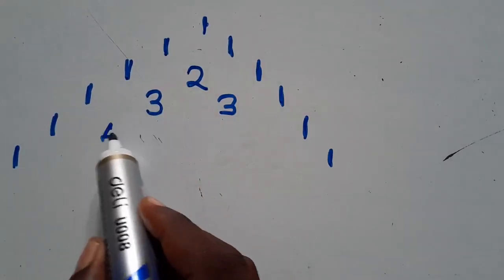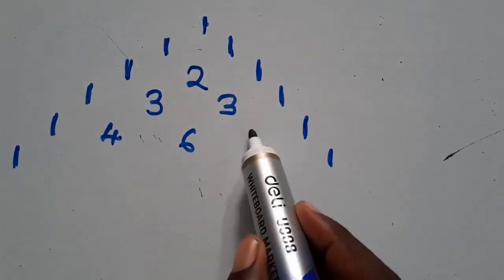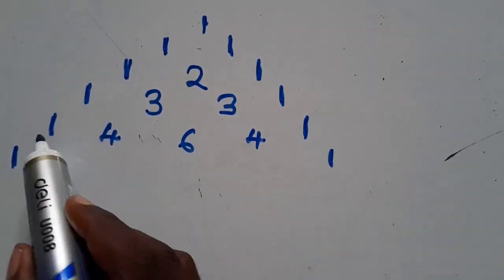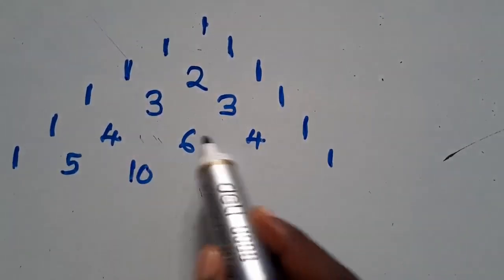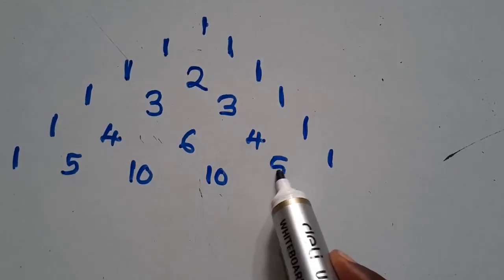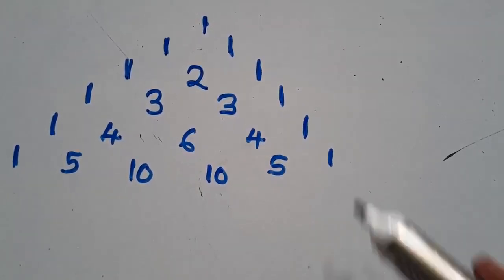I move here. So I'm here. This plus this, that is a 4. This is a 6. This is a 4, like this. I move on the last one. This is 5. This is 10. Here I'm going to have 10. Here I'm going to have 5, like this. So I've constructed this. So I want us to work out this question.